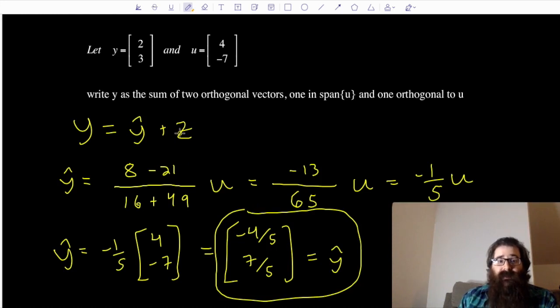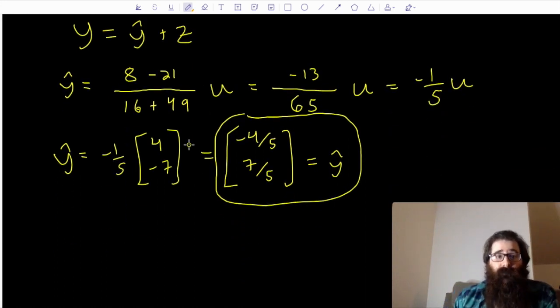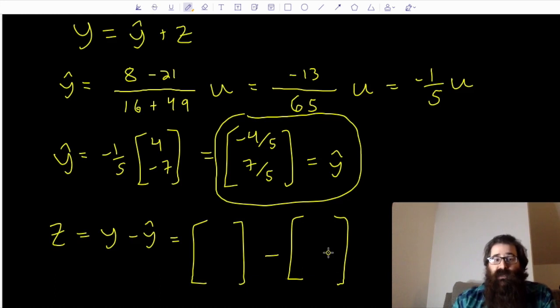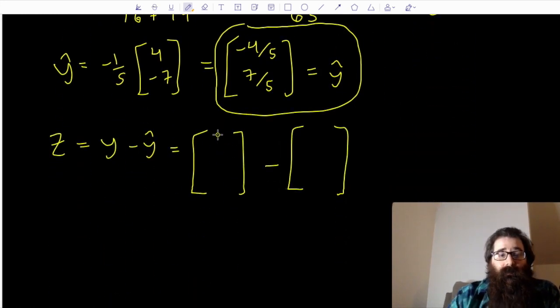The other piece that I need is z. Now, finding z isn't going to be so bad. In fact, to find z, I just want to compute it as y minus y hat. So just solve this for z. So if y is equal to y hat plus z, then the missing piece z is y minus y hat. So I can take vector y and subtract away my projection vector. And what was vector y? Vector y had entries 2, 3.